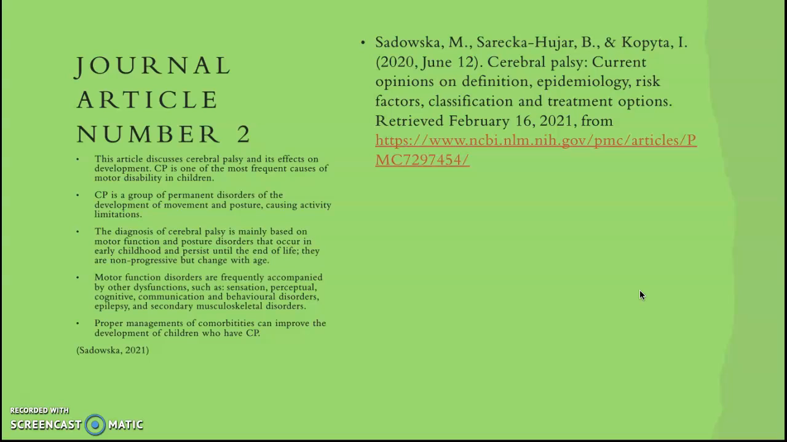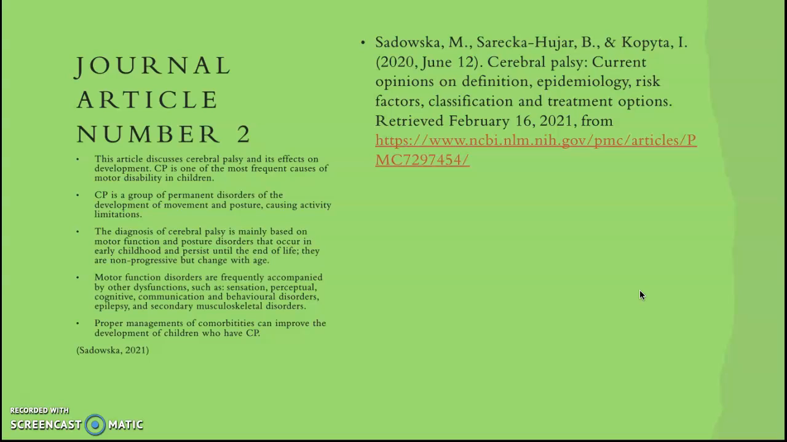Journal article number 2. This article discusses CP and its effects on development. CP is one of the most frequent causes of motor disability in children. CP is a group of permanent disorders of the development of movement and posture, causing activity limitations. The diagnosis of CP is mainly based on motor function and posture disorders that occur in early childhood and persist until the end of life. They are non-progressive but change with age.